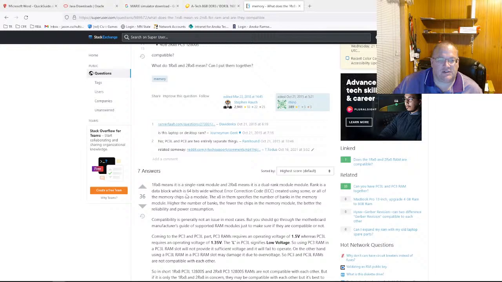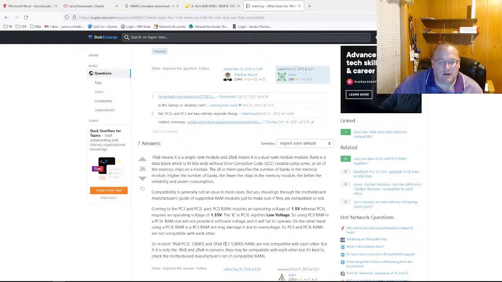Rank is a data block, which is 64 bits wide. The x8 specifies the number of banks in the memory module. The higher the number of banks, the fewer the chips in the memory module, the better the reliability and power consumption. Okay. So in short, these are not compatible with each other, but they may be compatible, though it's best to check the motherboard manufacturer's list of compatible RAM.